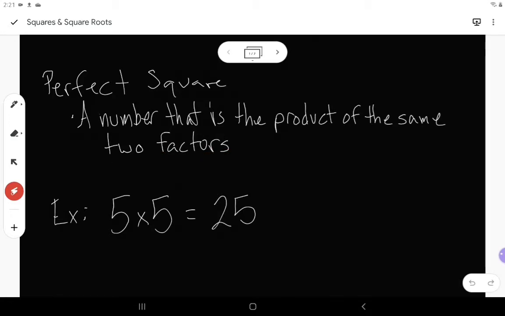So if you look at this example, 25 is a perfect square because I can write it as the answer to a multiplication statement where the two things that I multiply together are the exact same number. Okay, so 5 times 5 is 25, and because we can write 25 as the same two numbers multiplying one another, 25 is what we call a perfect square.